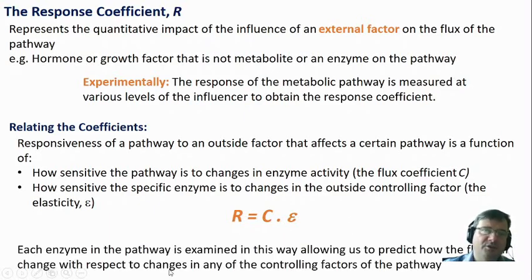And what we can do is look at every single enzyme in our pathway separately and, by determining each one of these factors for each of the enzymes and putting them together, it allows us to predict how the flux will change with respect to changes in any of the controlling factors of the pathway. So if we say increase the substrate concentration of an intermediate, or increase the concentration of an external influencer, then we can predict what's going to happen with the overall flux through that pathway.